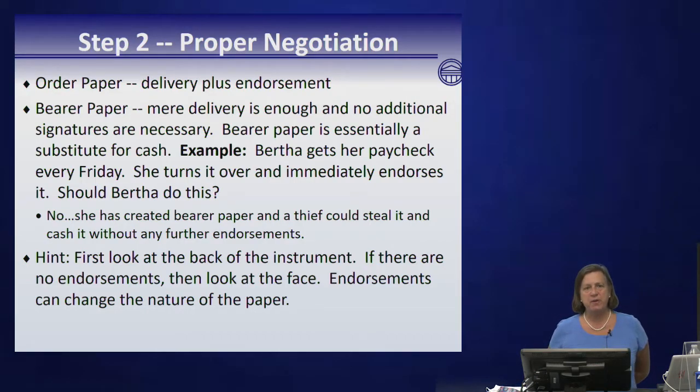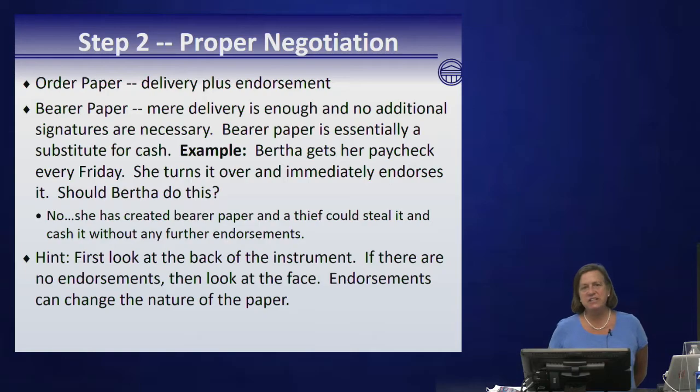With order paper, that's paper that's payable to a specific person, you must have delivery plus endorsement to create a situation where the next person is the holder of that instrument, where there's been proper transfer. The legal term for transfer is negotiation. With bearer paper, mere delivery is enough. No additional signatures are necessary. Bearer paper is essentially a substitute for cash.